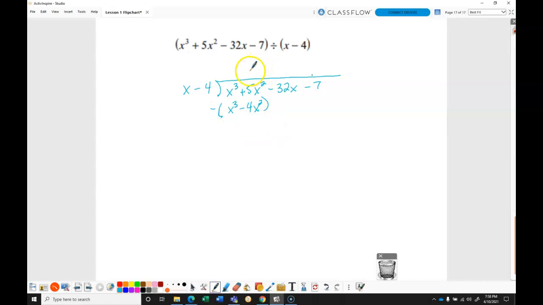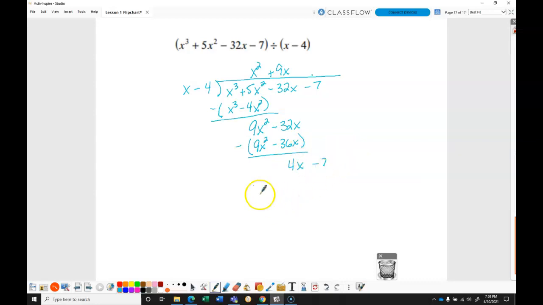Okay? So I'm still multiplying by the x squared. That was fine. But the problem came down. Now I'm actually adding these two together. So it's 9x squared. My fault. 32x. Okay, so now I'm going to multiply by a positive 9x. So that's going to get me 9x squared minus 36x. When I do that subtraction, I'm actually going to get 4x. This is a lot better.